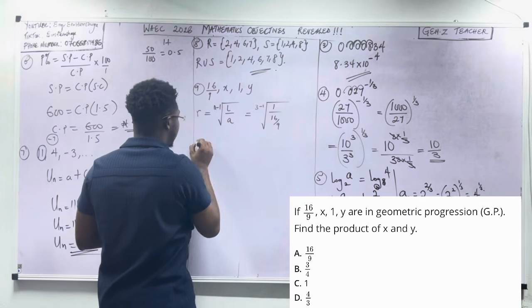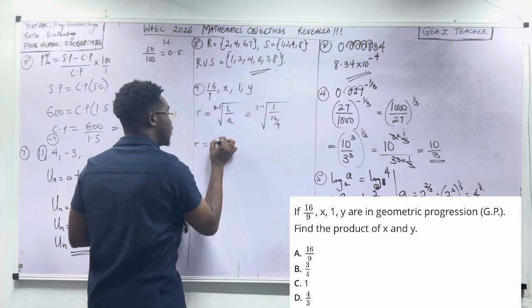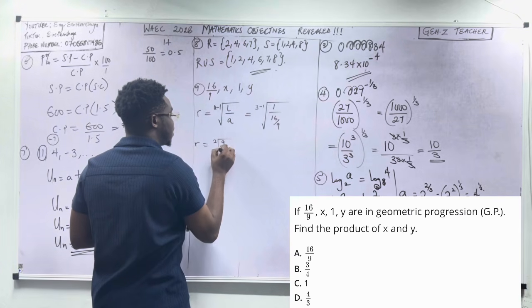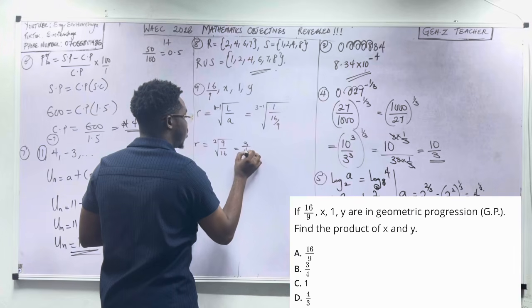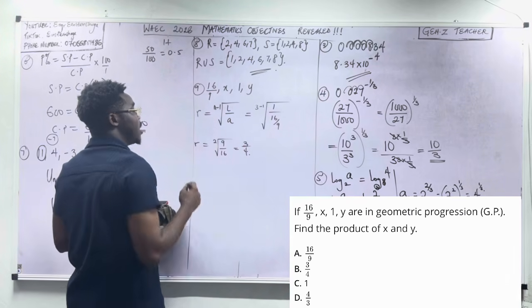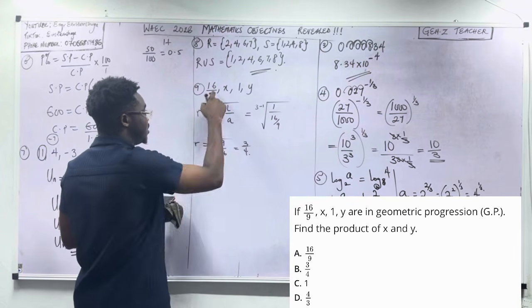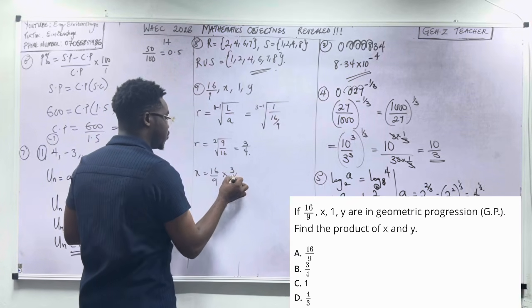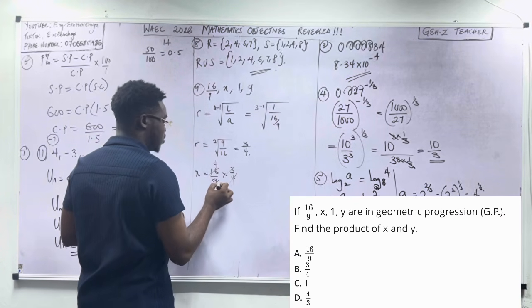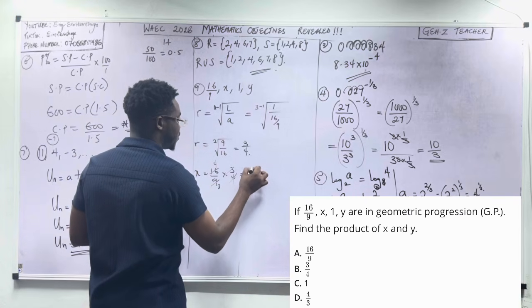Okay? So this arrow should become the square root of 9 over 16. The square root of 9 is 3, and this should be 4. Now we've got a ratio, we can find the next one. So x is going to be 16 over 9 times 3 over 4. So 4 into 16 is 4. 3 into this is 3. So x is 4 over 3.